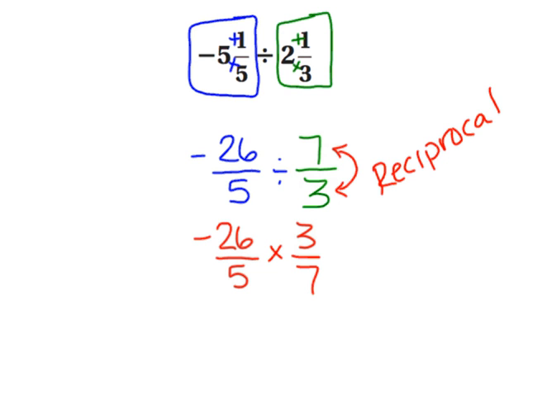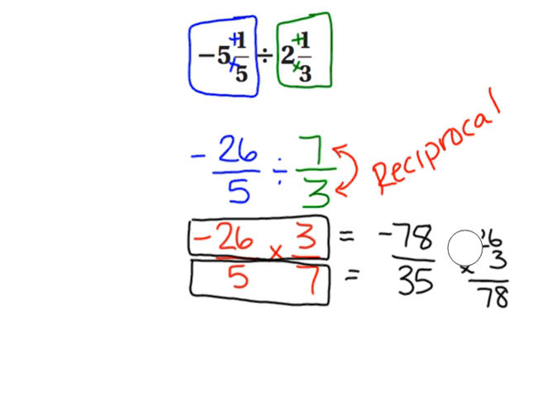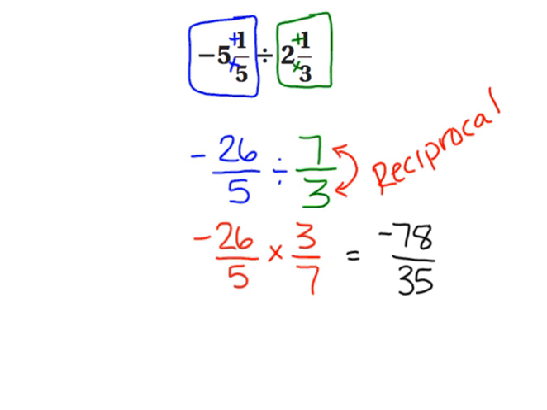And then from here, I can multiply straight across the numerators and straight across the denominators. So I'm going to multiply negative 26 by 3. So we multiply 26 by 3, and that's going to be negative 78. And 5 times 7 is 35. And from here, my final step will be to turn it into a mixed number again.